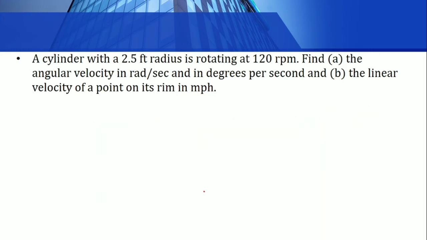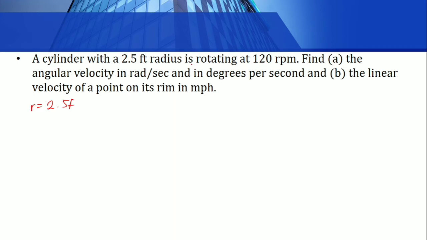So example tayo. A cylinder with a 2.5 radius is rotating at 120 RPM, or that is revolution per minute. Find A, the angular velocity in radians per second and in degrees per second, and B, the linear velocity of a point on its rim in miles per hour. So meron tayong radius that is equivalent to 2.5 feet and is rotating at 120 RPM. Ito na mismo yung ating angular velocity.